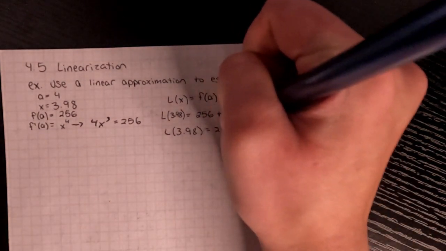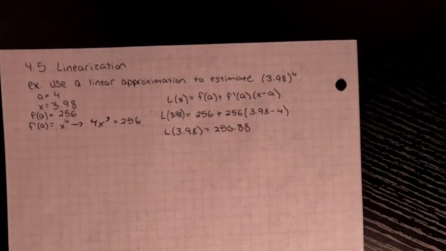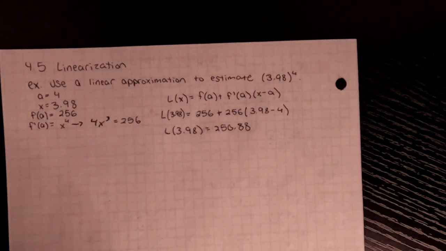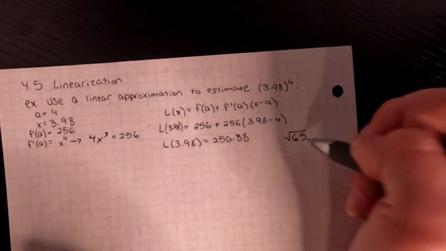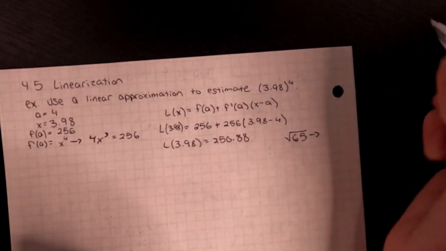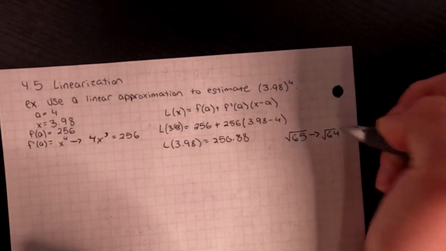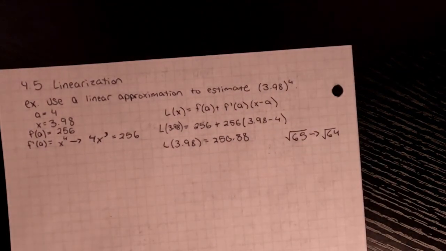250.88 is what I got, which also matches my answer key. So that's how you do linear approximation. I'm not going to do another example, but if you have an example with a square root, like square root of 65, you would just use 64, and it's the same process as up here, but just with a square root. So don't let those scare you, because that's silly.